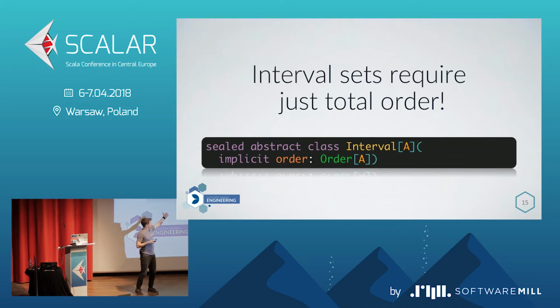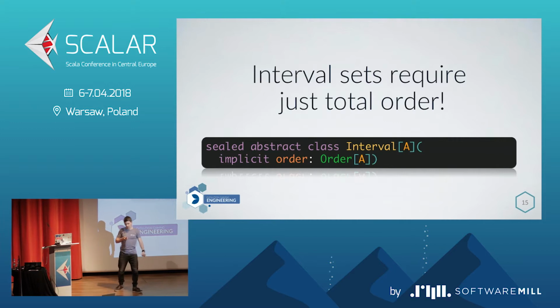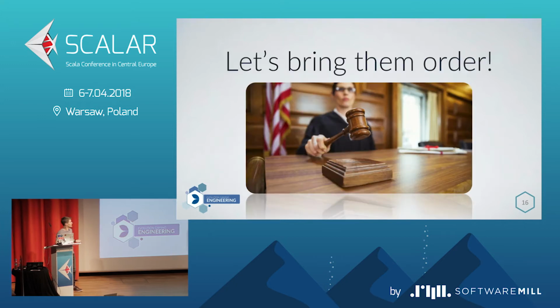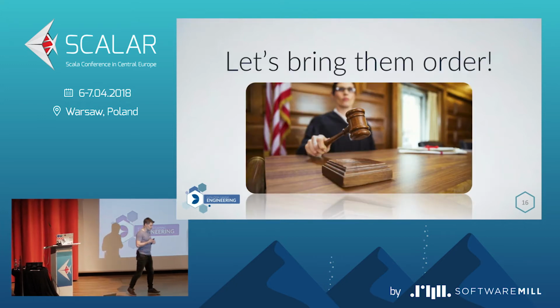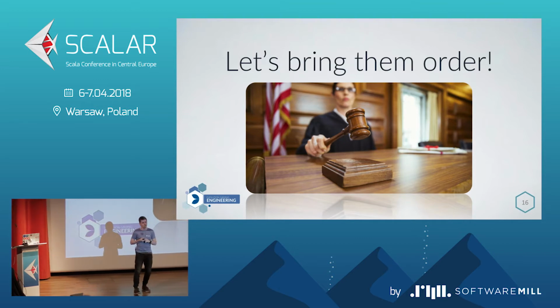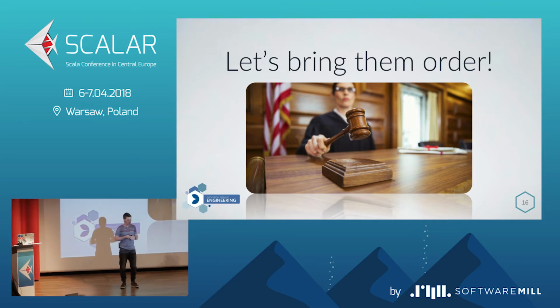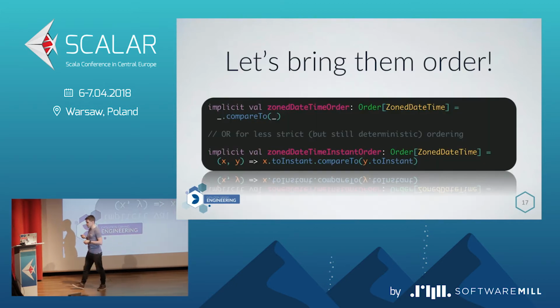So that's the signature of Spire Interval. And we need to try to make this work for time values, which will give us time intervals, right? It turns out that we can provide order for time values, and there is one caveat here: there are at least 2 lawful orders for time values that have different semantics. So let's take a look at that.